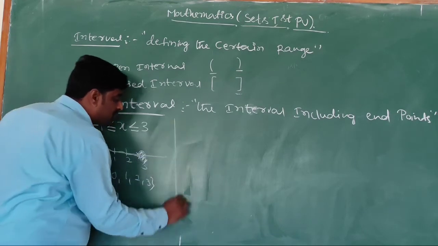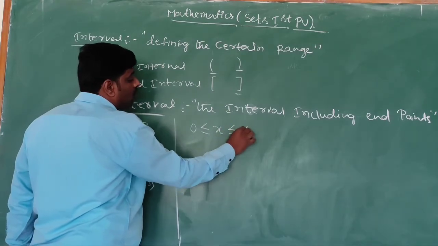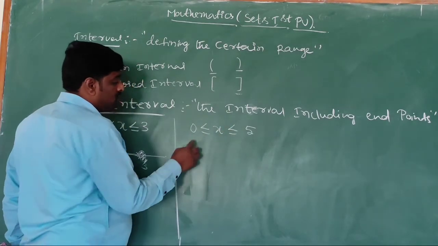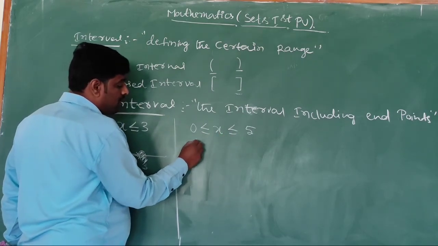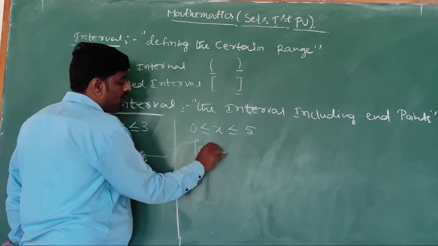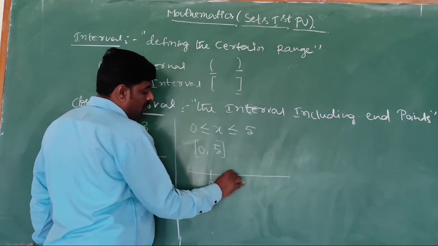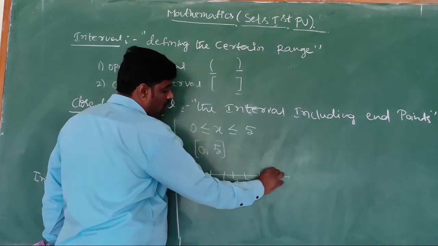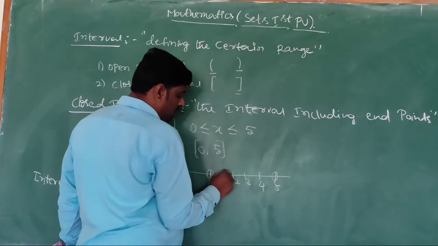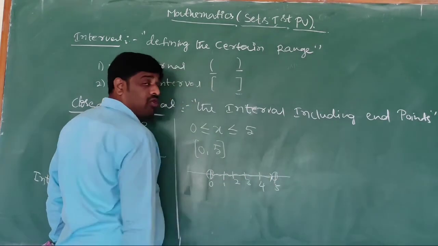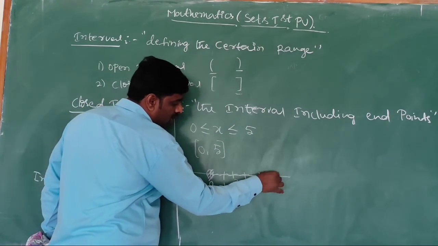Okay. I will write one more example: 0 less than or equal to x less than or equal to 5. So the interval is 0 is closed, 5 is closed. In number line form: 0, 1, 2, 3, 4, 5. The endpoints are 0 and 5. It goes from 0 to 5, including 0 and including 5. I should shade this.